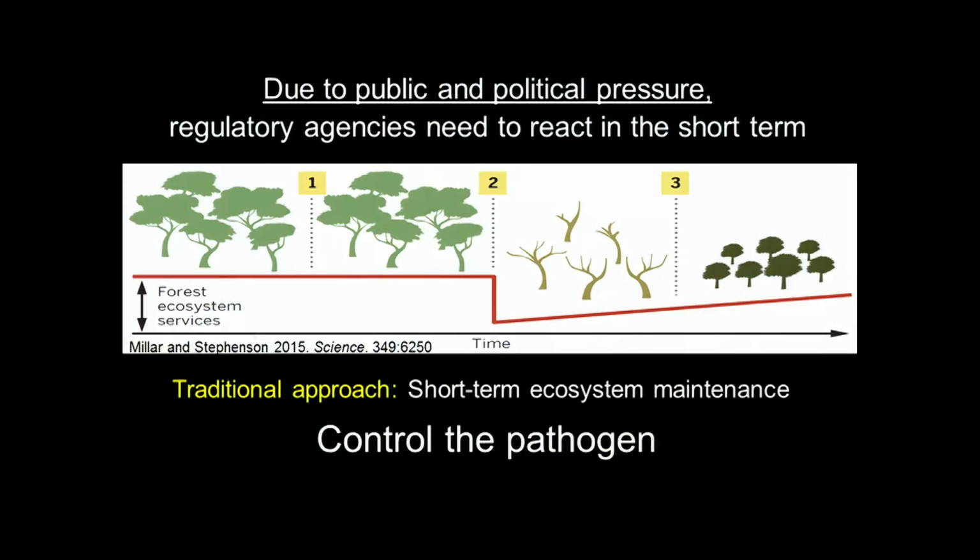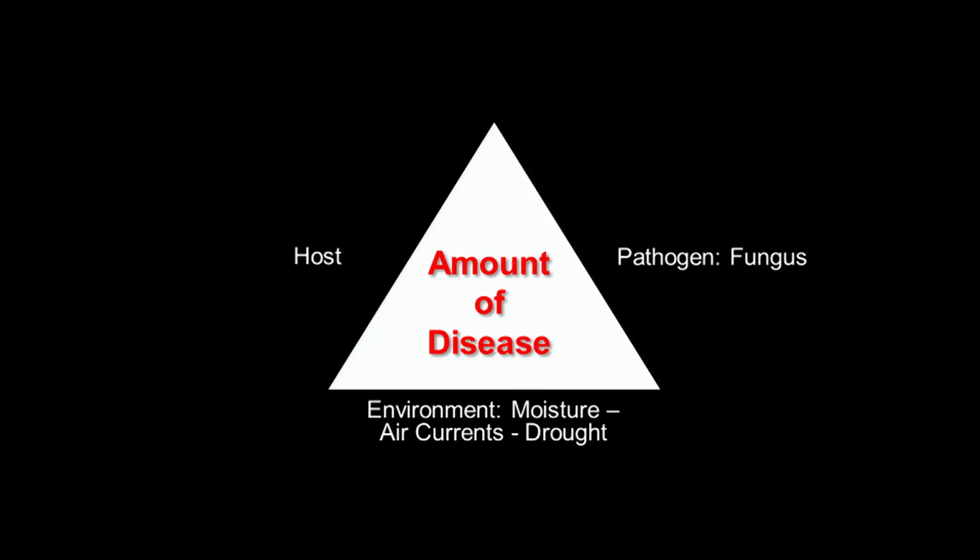The way that agencies try to do this is, by and large, trying to control the pathogen. They try to control the spread of the pathogen once it's established in an environment. And this is done for a very simple reason. And this is a concept that's very basic in plant pathology. It's called the disease triangle, but could be applied to any disease. To have a disease, you need to have a susceptible host, a virulent pathogen, which in forest environments usually is a fungus, and a conducive environment, which for fungi means moisture availability and air currents for spore dispersal. Or you could also think in terms of drought conditions that predispose trees to being infected by these pathogens.